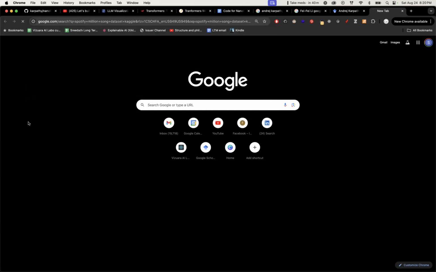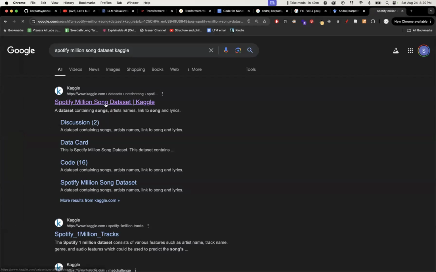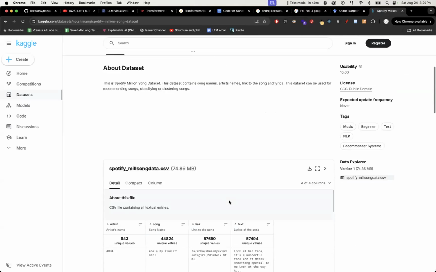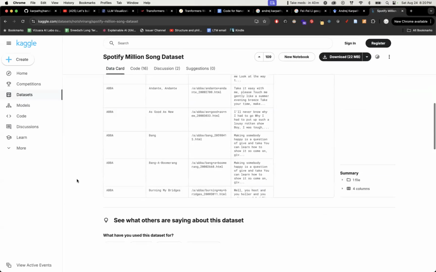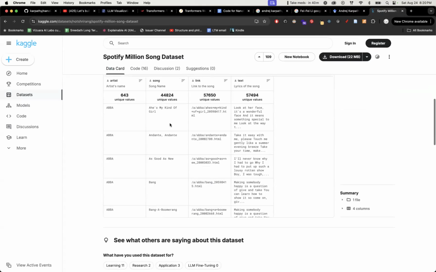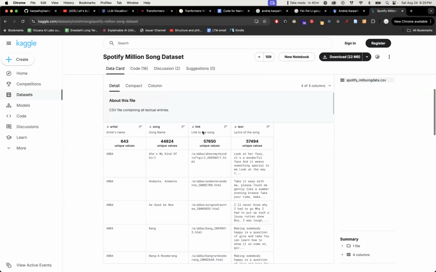Basically, it consists of an Excel sheet with information about, I would say, 1 million songs. The information includes who the songwriters are, I don't know if the genre is there, artist name, and lyrics of the song. So this is how the data set looks. It's a very famous data set.